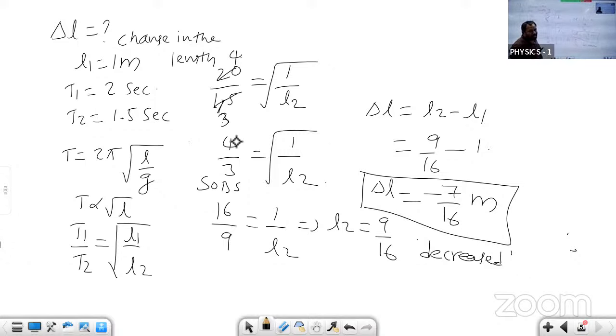Up to here, this is the final length. The question asks for the change in the length, that's why we go one more step. Delta L equals L2 minus L1. Presently we got 9 by 16; previous from data is 1 meter. What is the balance? 9 minus 16, so 7 by 16 meter. Here minus indicates that the length decreased. That's why we are writing this.